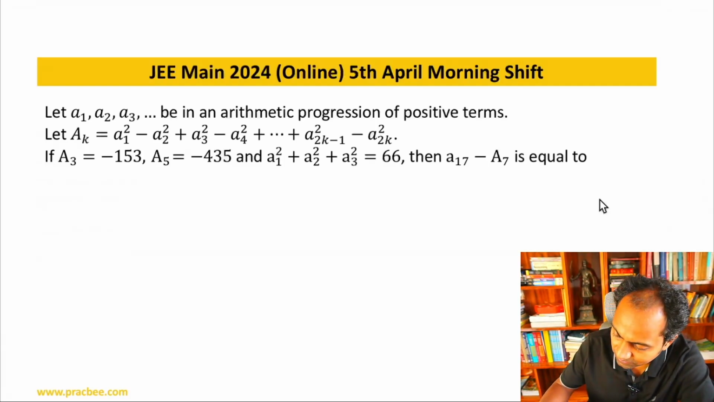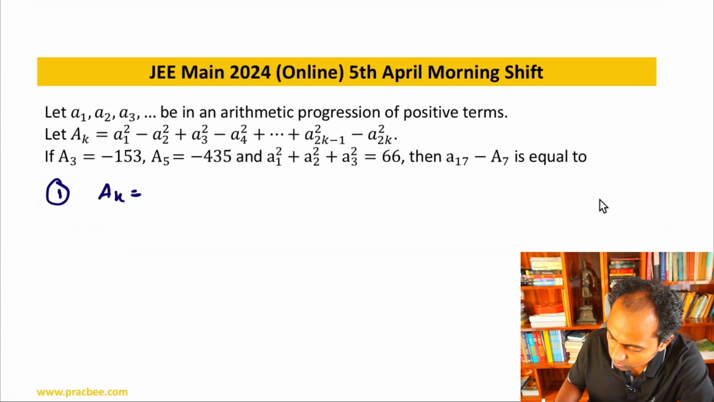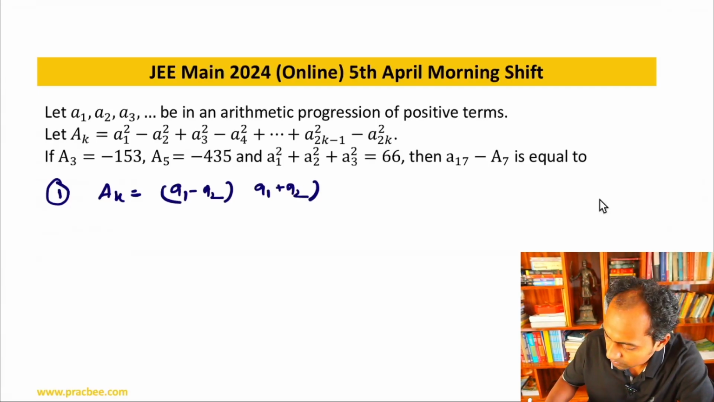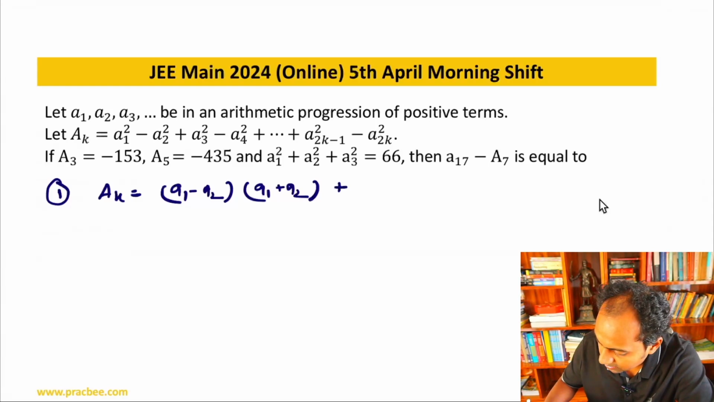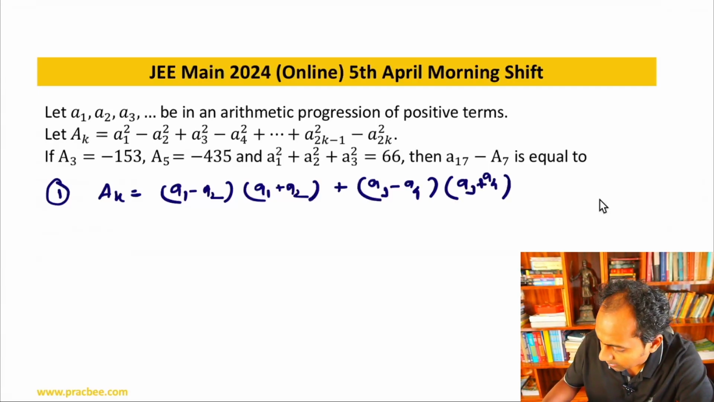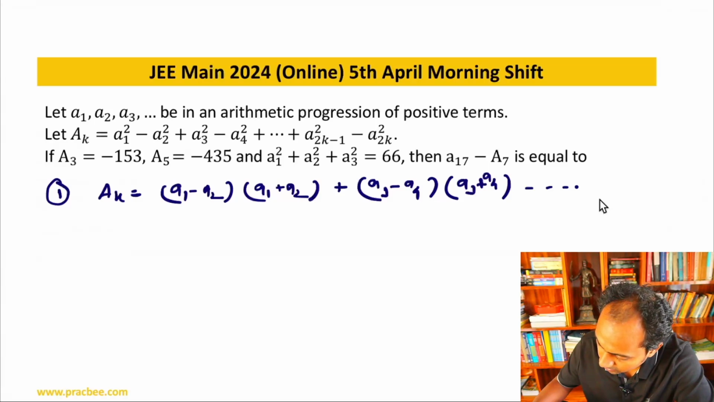So what you should observe here in the first part is, when we are writing this AK, I can group the first two terms, then the next two terms, and so on and so forth. So a square minus b square can be written as a1 minus a2 and a1 plus a2. Now I can keep on writing this. Then the next one will become a3 minus a4 into a3 plus a4. And I can keep on writing it till the last term, that will become a2k minus 1 minus a2k, into a2k minus 1 plus a2k.